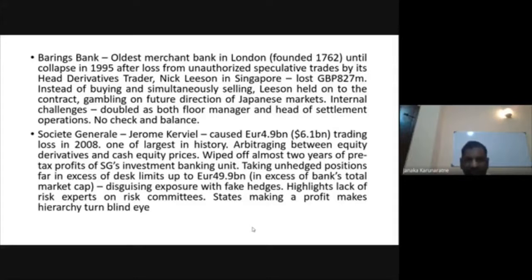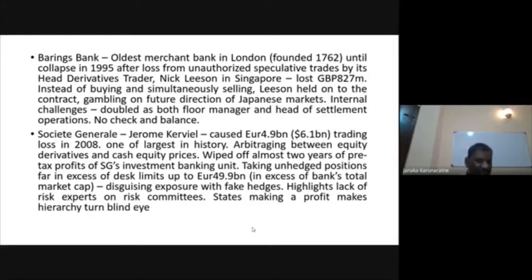Société Générale, another bank, in France I think. Jerome Kerviel, the person who was in the trading business of the bank, his behavior of arbitraging between equity derivatives and cash equity prices resulted in a trading loss of $6.1 billion US. So a mammoth amount. So it wiped out almost 2 years of pre-tax profits of Société Générale's investment banking unit. Okay, so the reason has been taking unhedged positions far in excess of desk limits, up to 49.9 billion euros. Okay, so it was about above even the total bank's market capitalization. Okay, so there were a lot of fake hedges.